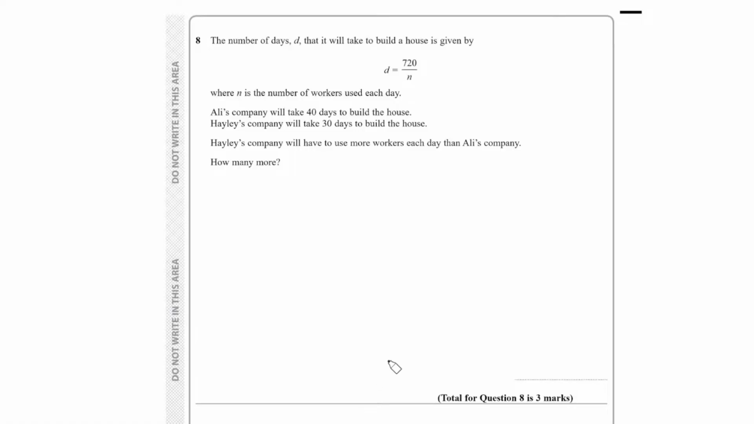Question 8, the number of days, D, that it will take to build a house is given by D is equal to 720 divided by N, where N is the number of workers used each day.